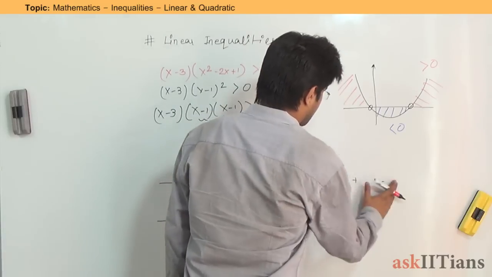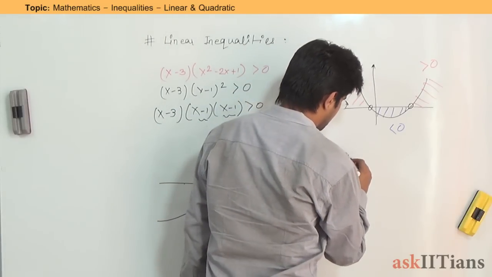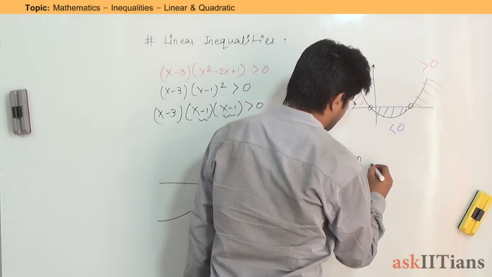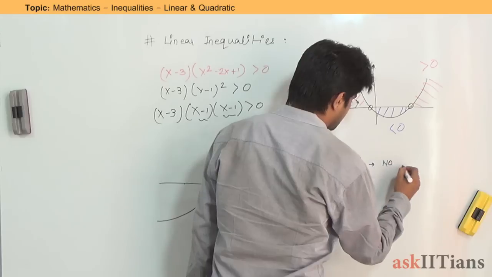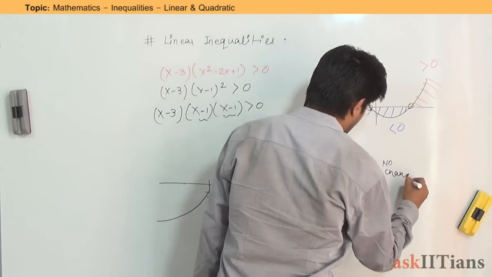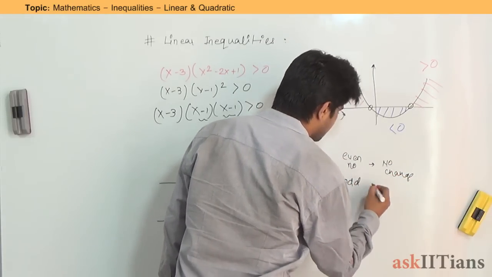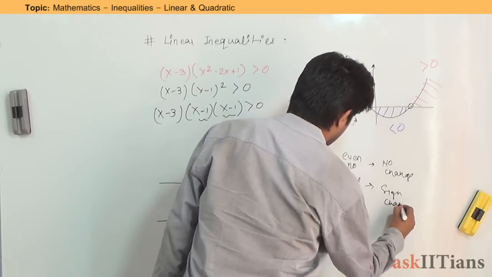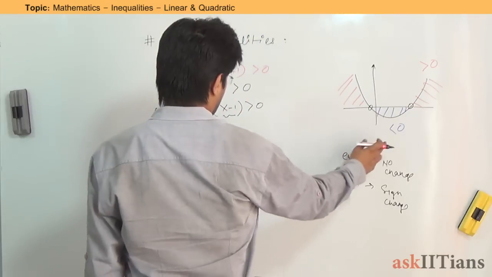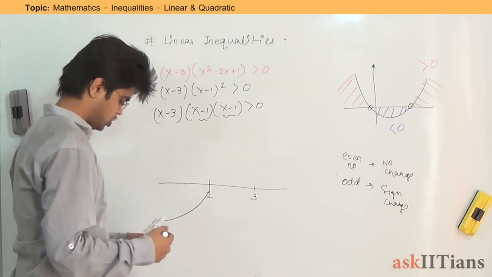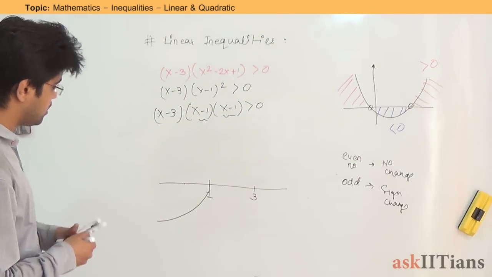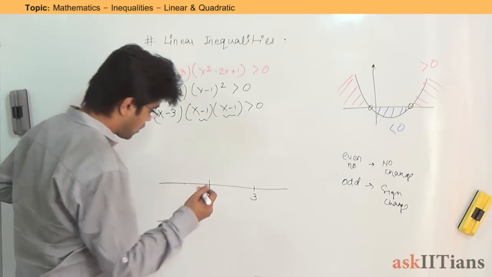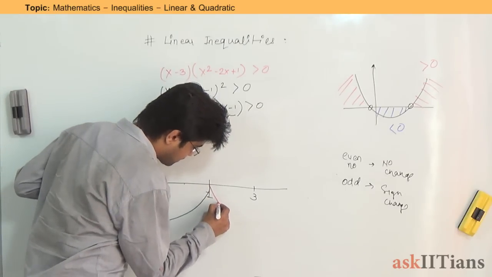So again a thumb rule: if you have an even number of roots at the same point, then no sign change. But if you have an odd number of roots at the same point, then sign change. Just the basic rule. Even number of roots, no sign change. Odd number of roots, sign change. So there are even number of roots at 1, so I am not going to change my sign. So I will rebound back.